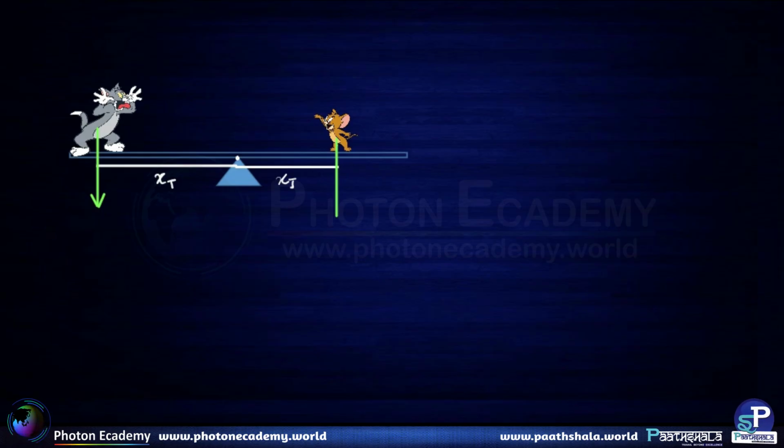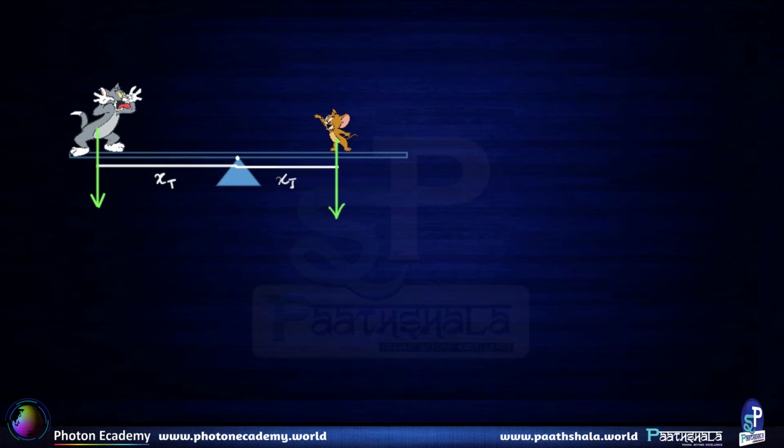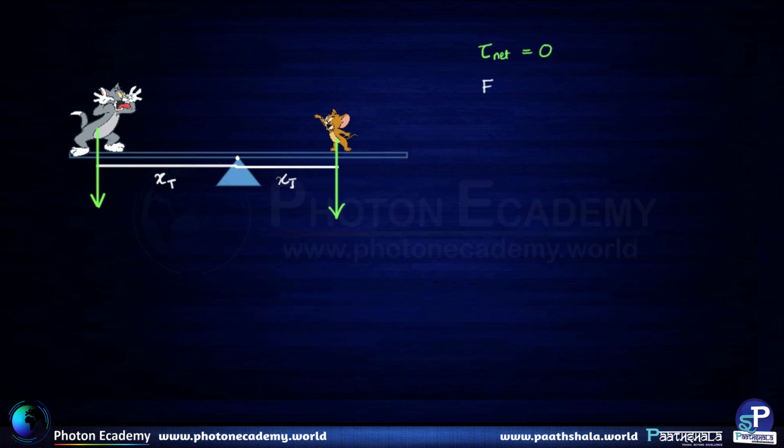Alright, so essentially, if both of them are to be in equilibrium, then about this fulcrum point, the net torques have to be balanced. This is the physics principle that we are talking about, that in case of rotational equilibrium, torque net is equal to 0. If it is total equilibrium, then in such a case, force net is going to be 0 as well. So both these conditions take place if it is total equilibrium.